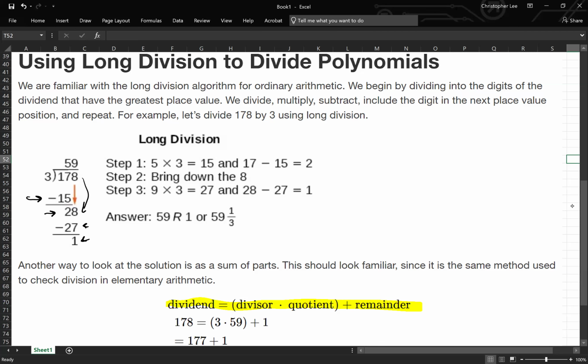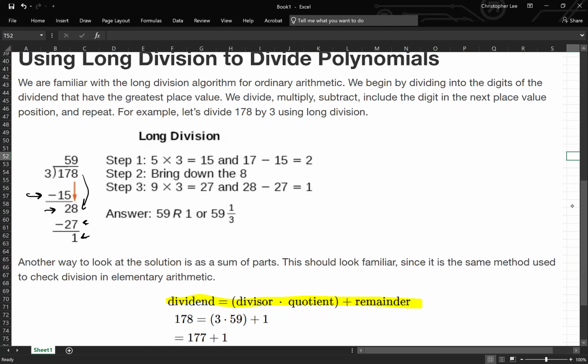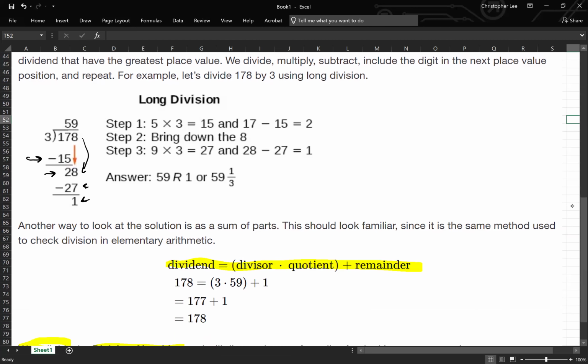Another way to look at the solution is as a sum of parts. So I'm taking it up a notch now. This looks familiar since this is the same method used to check division in elementary arithmetic. The dividend is equal to the divisor times the quotient plus the remainder.